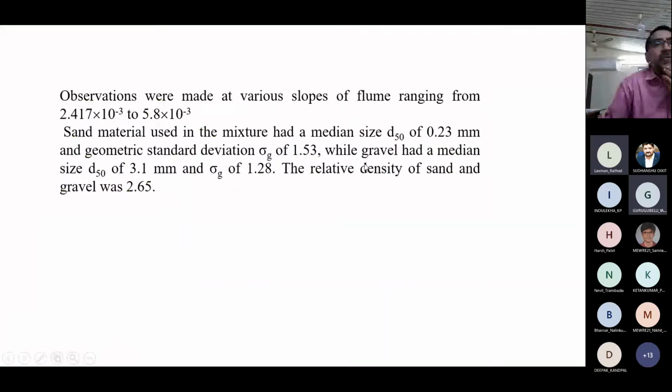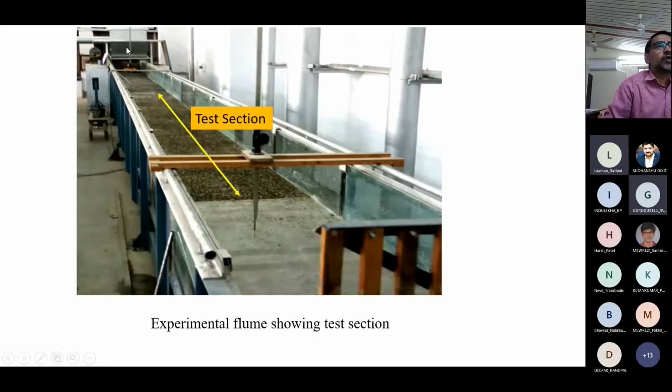Right, so the median size D50, that is the size for which 50% is finer, is 0.23 mm, and we also define the geometric standard deviation, that is the sediment terminology, while gravel has a median size of 3.1 mm. So you can imagine 3.1 mm is quite large, more than 1 inch in size, and this is 0.23 mm. Both are mixed by weight at 50% weightage, and then placed here, and water is allowed to pass. Then we do not refeed sediment, and then this degraded bed profile was allowed to develop.